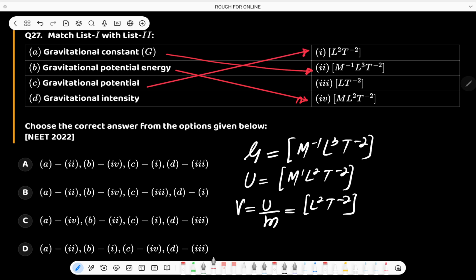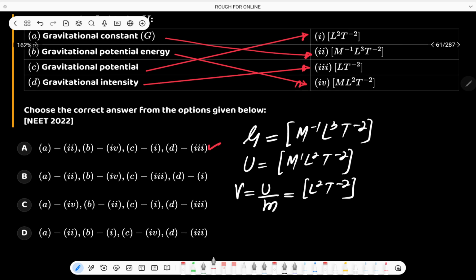All right, and then we are left with only gravitational intensity, whose dimensional formula is the same as that of acceleration, that is L^1 T^-2. So the answer will be A with the second, B with the fourth, C with the first. So option number A is the correct answer.